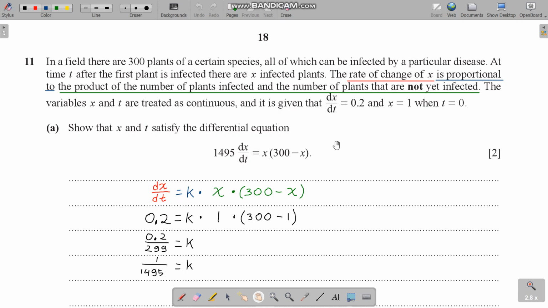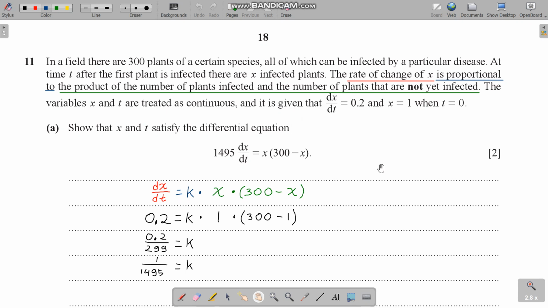About differential equations. In a field, there are 300 plants of a certain species, all of which can be infected by a particular disease. At time t after the first plant is infected, there are x infected plants. The rate of change of x is proportional to the product of the number of plants infected and the number of plants that are not yet infected. The variables x and t are treated as continuous, given by... show that.